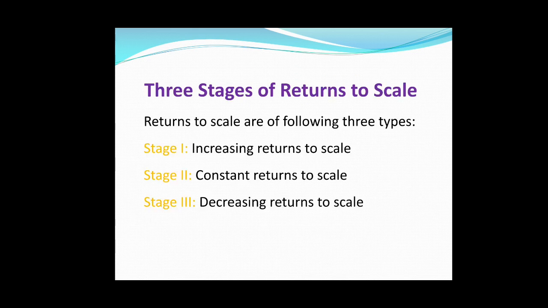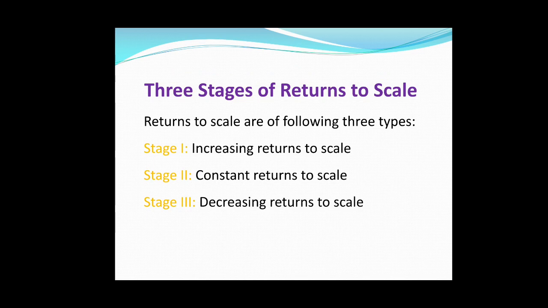Now, dear students, coming to the stages of returns to scale. Students, when a firm increases all the factor inputs proportionately, there are three possibilities. The first possibility is that total output may increase more than proportionately. That is, the proportionate or percentage increase in output is more than the proportionate increase in inputs. This is the case of increasing returns to scale.